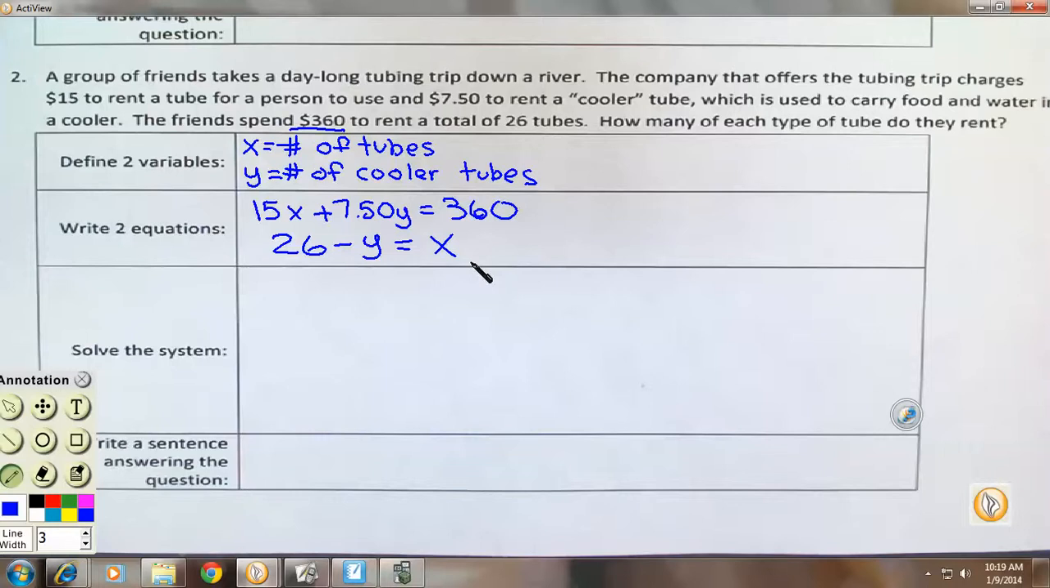X plus Y equals 26. That would be another option. And really either one of those, it doesn't matter to me. Now with Taylor's, the way he had his first equation set up, we could easily do substitution, couldn't we?